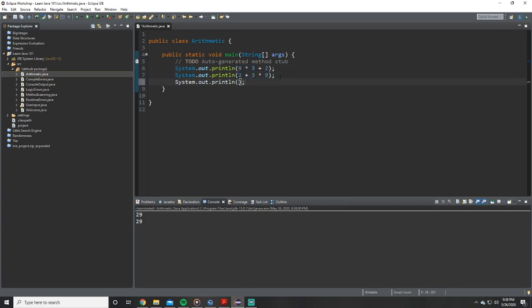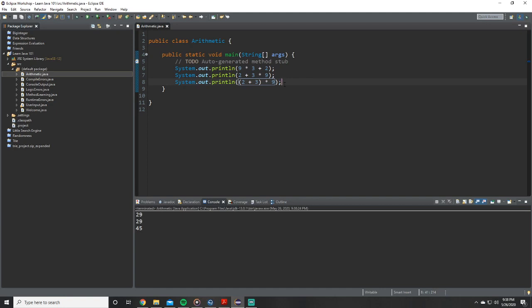A way that we can get around this is adding parentheses around 2 plus 3. So we make sure that it'll be 5 times 9, the way that I want it to be. And I'll get 45, because 2 plus 3 is 5, times 9 is 45. So this works that way.